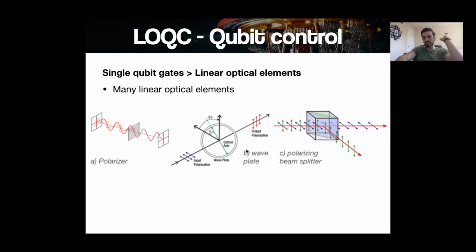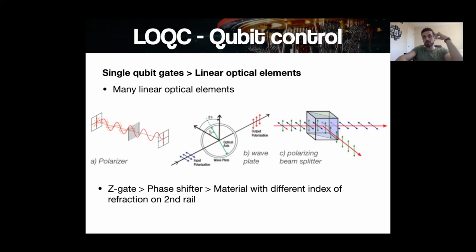We have wave plates, which adjust the polarization of the light. We have polarizing beam splitters, which allow a certain polarization through and reflect the other. These are just some examples of linear optical elements. What they have in common is that the output is a linear combination of the inputs. So you can map this operation with a quantum gate.